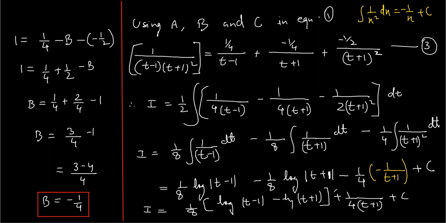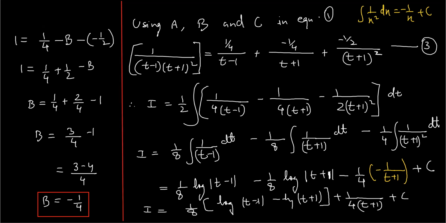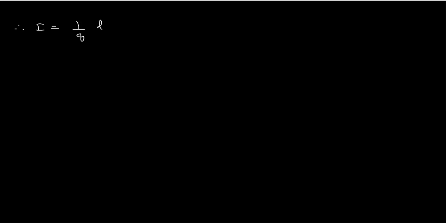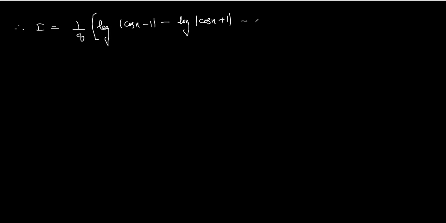Therefore I equals, what do I get? I get here 1 upon 8 log of mod of cos x minus 1 minus log of mod of cos x plus 1, minus 1 upon 4 times cos x plus 1 plus c.